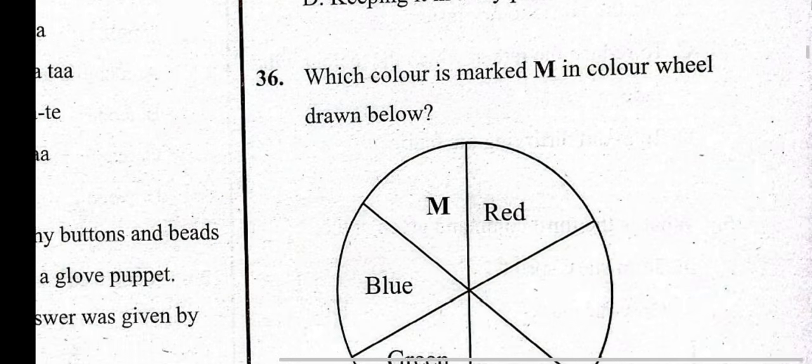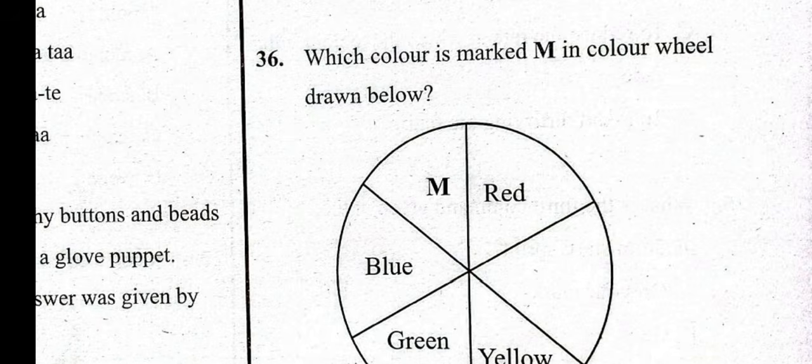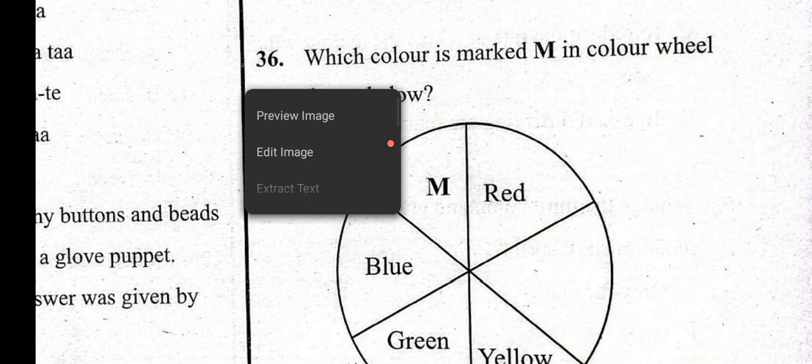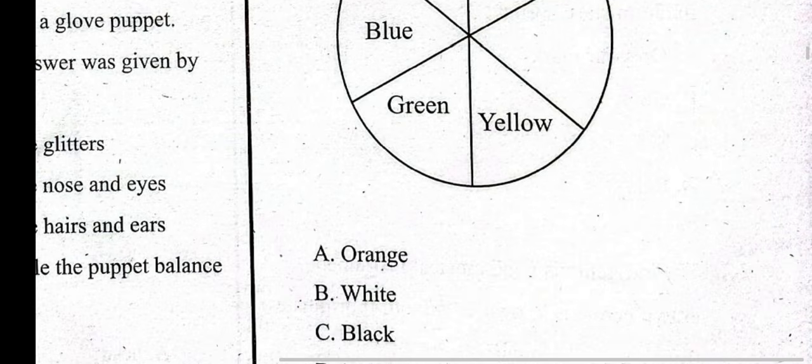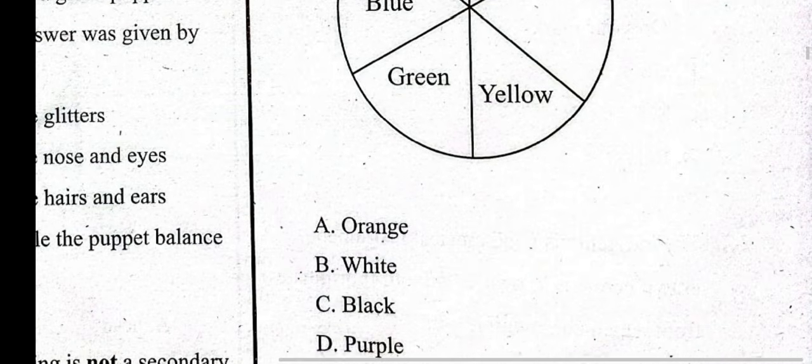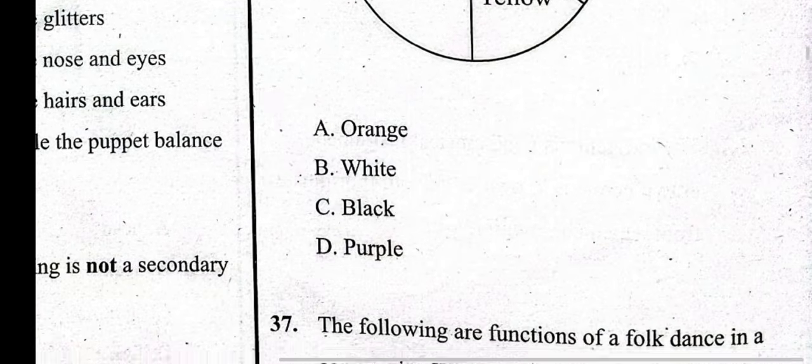Number 36. Which color is marked M in the color wheel drawn below? We have blue and red. Between red and blue, we have orange. So the correct answer is A, orange.